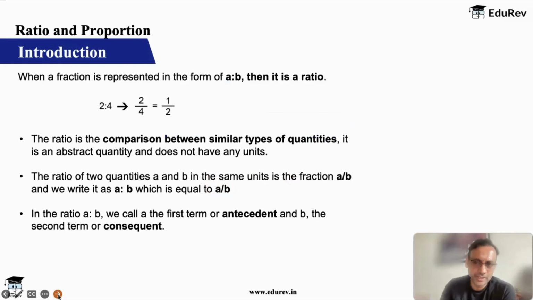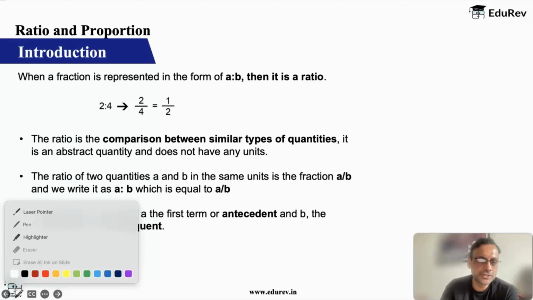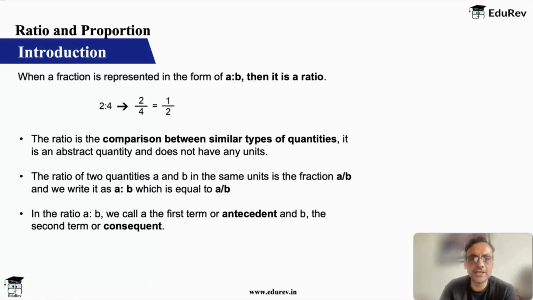Basically, ratio, if you see as a concept, is very simple. When a fraction is represented in the form of A is to B, it is called a ratio. So 2:4, when you write as a fraction, it is written as 2/4, but a ratio also should ideally be in the minimum possible value. So we cancel out 2 and the ratio becomes 1:2. So we'll say that A and B is in the ratio of 1:2.